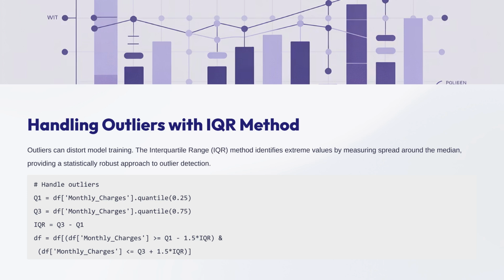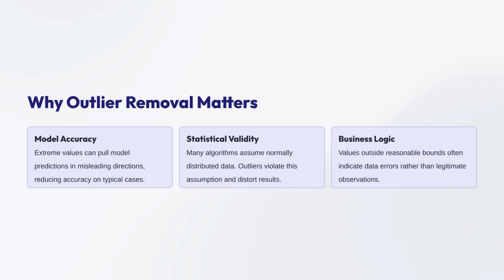Outliers can distort models, so we handle them using the interquartile range, or IQR method. This involves calculating Q1, Q3, and the IQR to define boundaries and remove extreme values in features like monthly_charges. Outlier removal matters because extreme values can pull model predictions in misleading directions, reducing accuracy. It also ensures statistical validity and addresses values that often indicate data errors rather than legitimate observations.